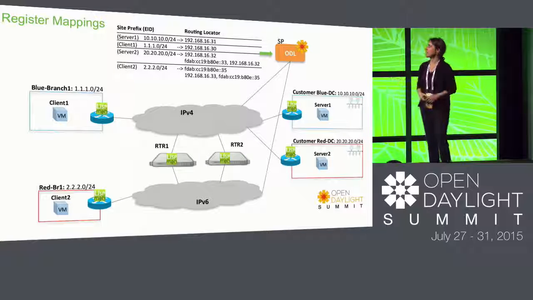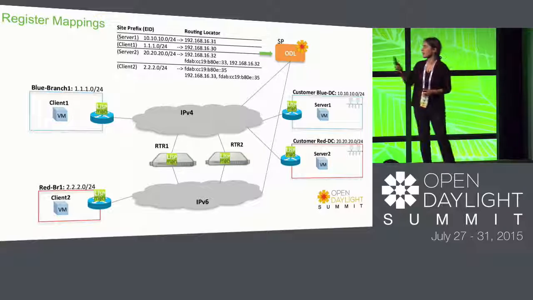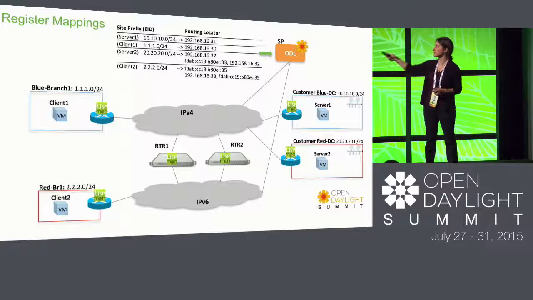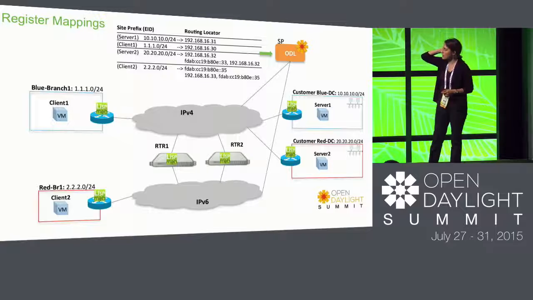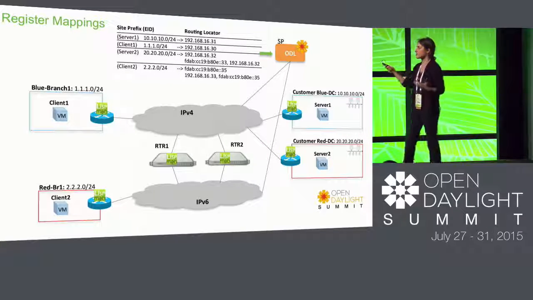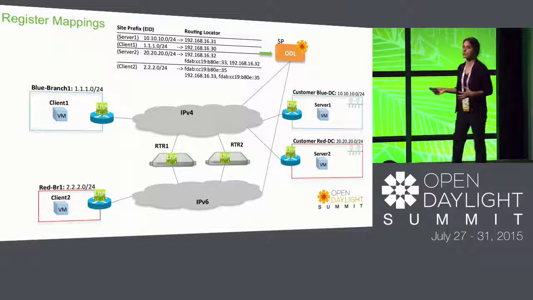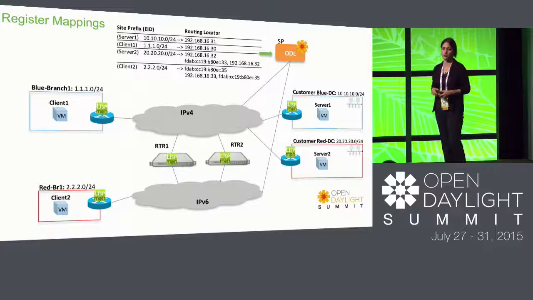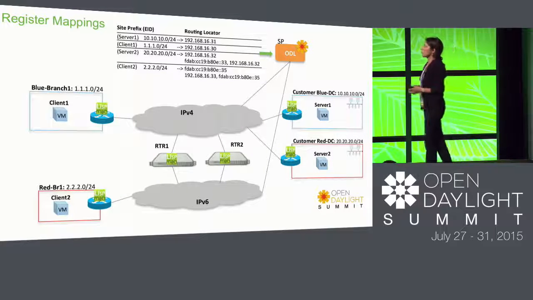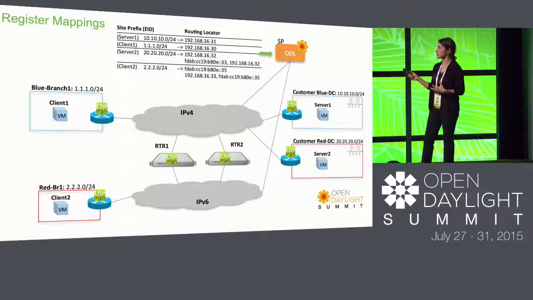Then we have the red customer, which has, again, two sites, the data center, and then the branch that is over v6. And as you can see, in order to enable connectivity over v6, what the service provider can do is offer these RTRs as a service to the customer. So the customer can go and say, I have this v6 only branch that is connected to a v6 core, and I need to provide connectivity to it to the v4 address. So it requests an RTR service.